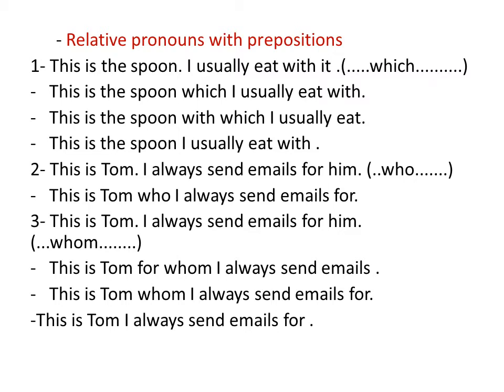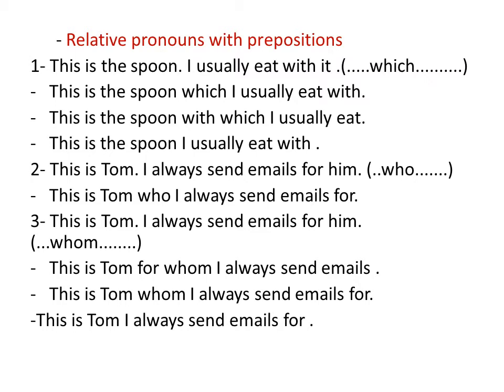Okay, let's consider example number 3. This is Tom, I always send emails for him. The same sentence as example number 2. And he asks us to use whom. Take care that here we will use whom, not who. So the answer will be, this is Tom for whom I always send emails. So here in this answer, we put the preposition before whom. It's right to put the preposition before whom, but it isn't right to put it before who. Okay, we can answer this sentence in another way. This is Tom, who I always send emails for. We put the preposition in the same place as in the main sentence.